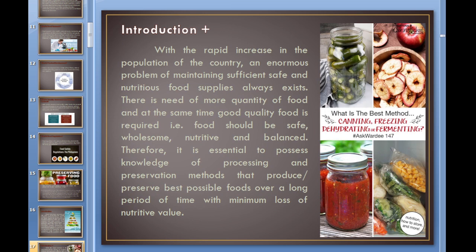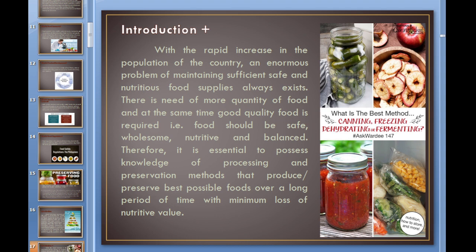Okay, so with the rapid increase in the population of the country, an enormous problem of maintaining sufficient, safe, and nutritious food supplies always exists. There is a need for more quantity of food, and at the same time, good quality food is required. For example, food should be safe, wholesome, nutritive, and balanced. Therefore, it is essential to possess knowledge of food processing and preservation methods that produce or preserve the best possible food over a long period of time with minimum loss of nutritive value.